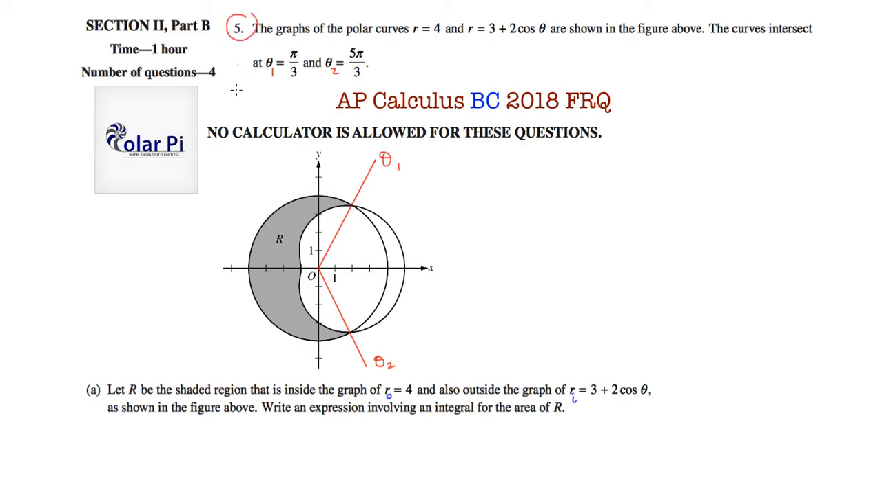Hey guys, problem 5 here, and in part A we have to find an expression for the area of this gray shaded region. And we know from our polar coordinate lessons that the area bounded by a polar curve is given by the formula 1/2 times the integral from theta 1 to theta 2 of r squared d theta.